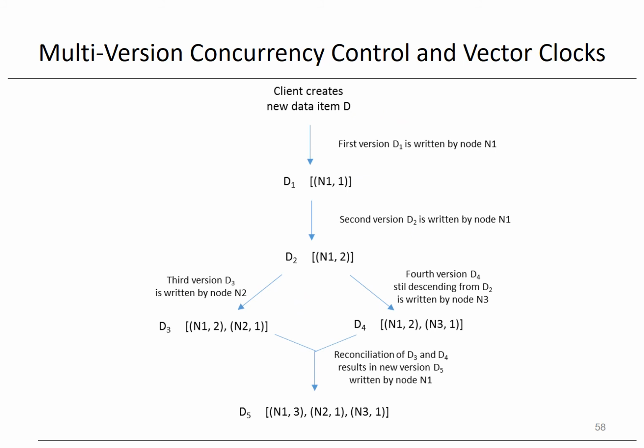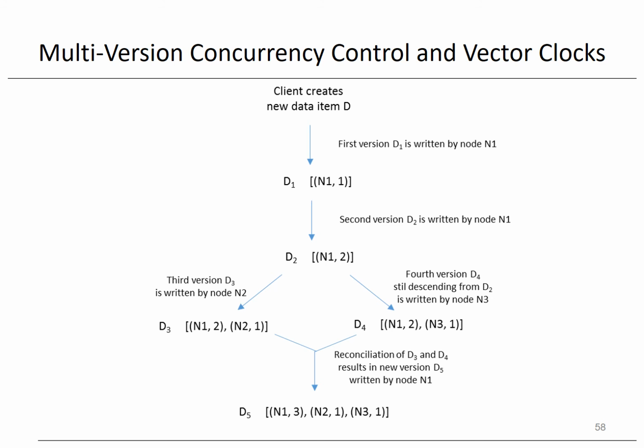An example is shown here. Suppose a client stores a new data item D into the database. The write is handled by node N1, which creates a first version D1 of the data item. This results in the vector clock N1, 1. Then, the client updates the data item and the write is handled by the same node N1. A new version D2 of the data item is created and the vector clock becomes N1, 2, since the same node N1 has created a second version. According to the vector clock, D2 is a descendant of D1 and therefore D1 can be garbage collected.